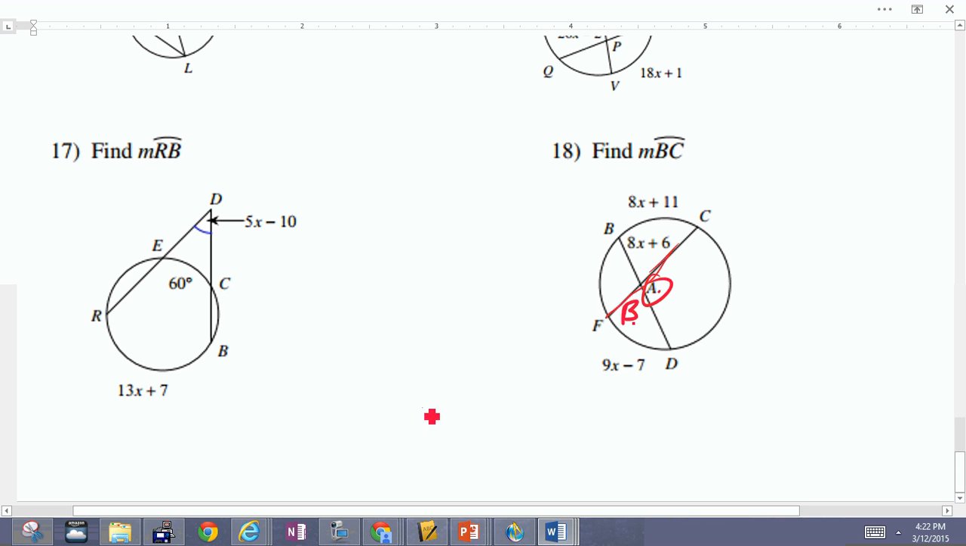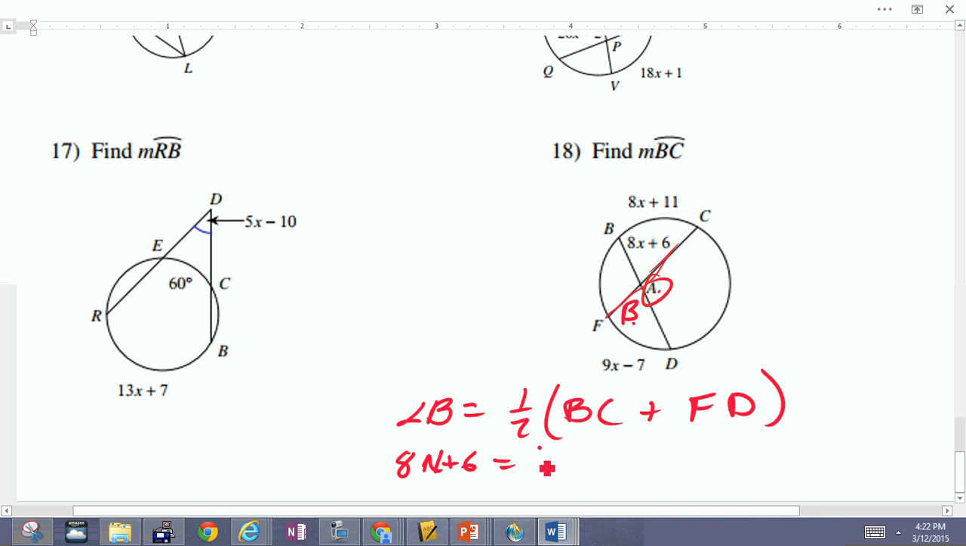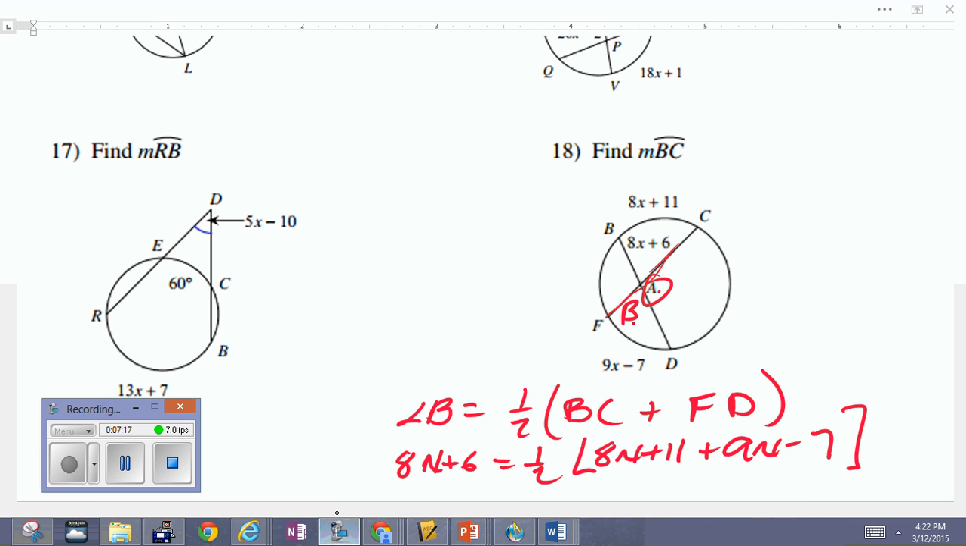So angle B is equal to 1/2 of arc BC plus arc FD. Angle B is given as 8x plus 6, which is equal to 1/2 of arc BC, which is 8x plus 11, plus 9x minus 7. I think you should be able to figure that one out from there. I'm going to stop it right here. That should be a long enough video for us.